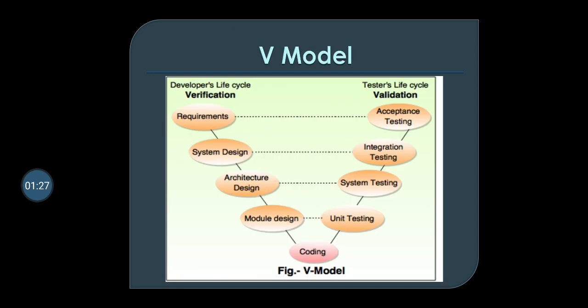See this diagram. You can see on the left top there is the developer's life cycle, verification, and on the right top the tester's life cycle, validation. It is known as V because it works like we are drawing a V, starting from the left top and ending at the right top.